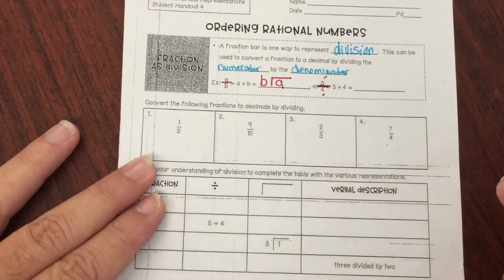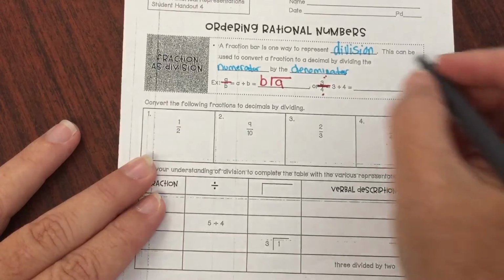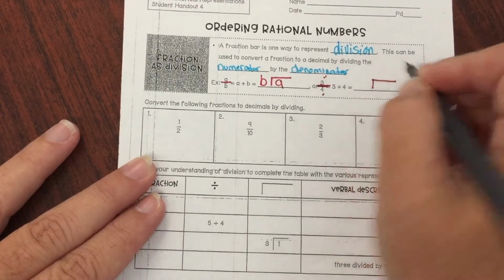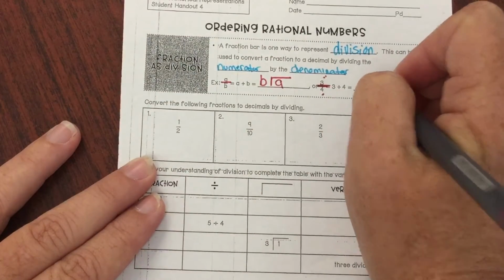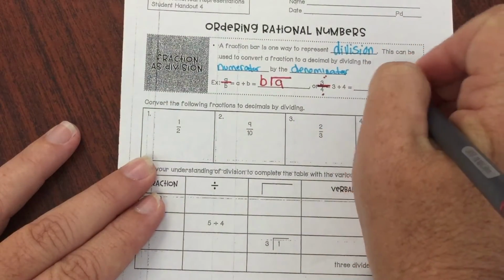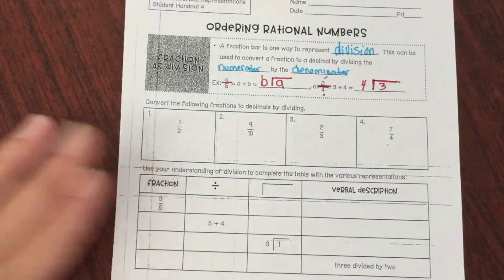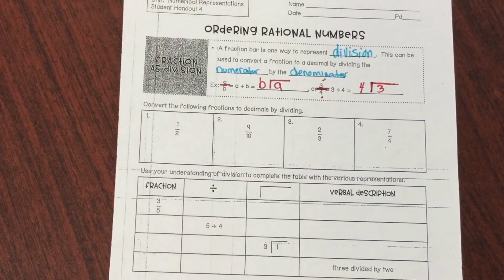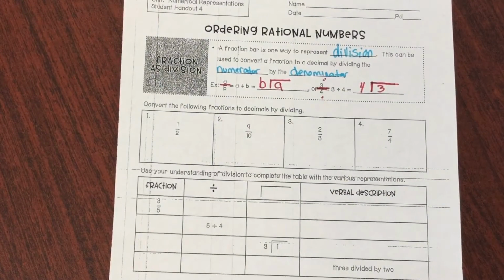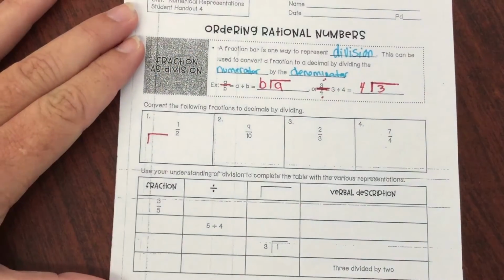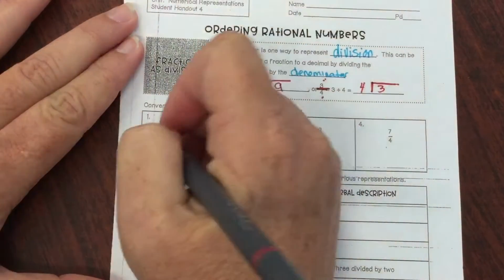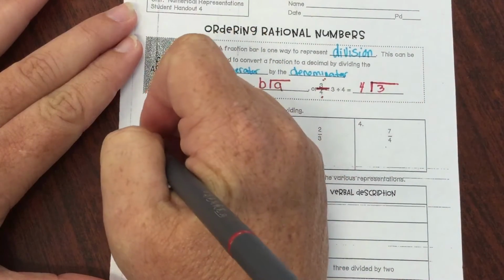Division sign. And so when I write this, what number is going to go on the inside? 3, because 3 is being divided by 4. Would you agree? Awesome. Okay, so we convert the following fractions to decimals by dividing. If I were to be dividing this out, what number would go on the inside? 1 divided by 2.